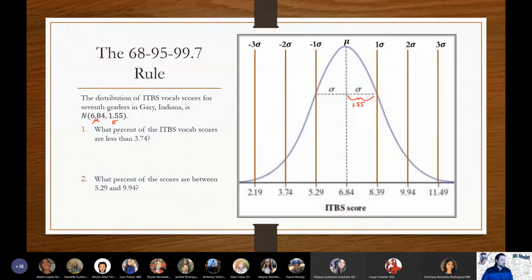All right, so what percent of the ITBS vocab scores are less than 3.74? All right, so that means I need to know what is the area under the curve to the left of 3.74.